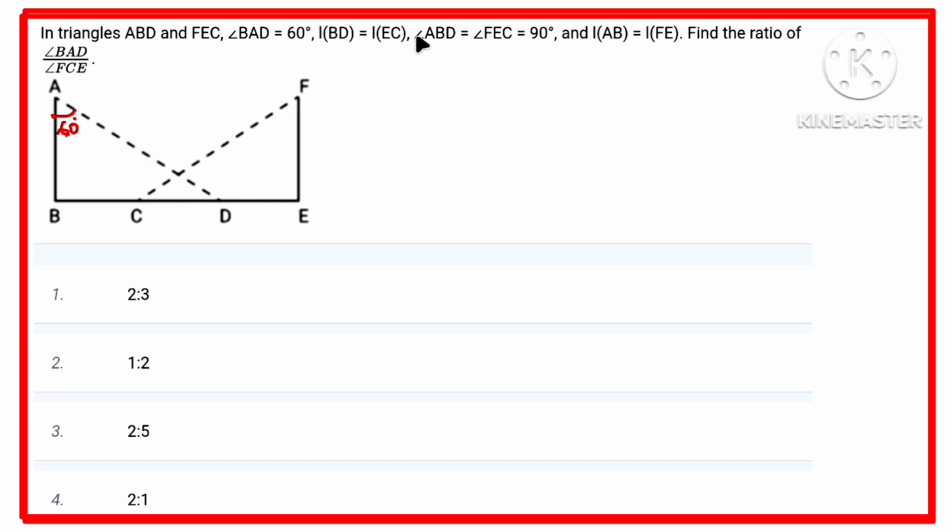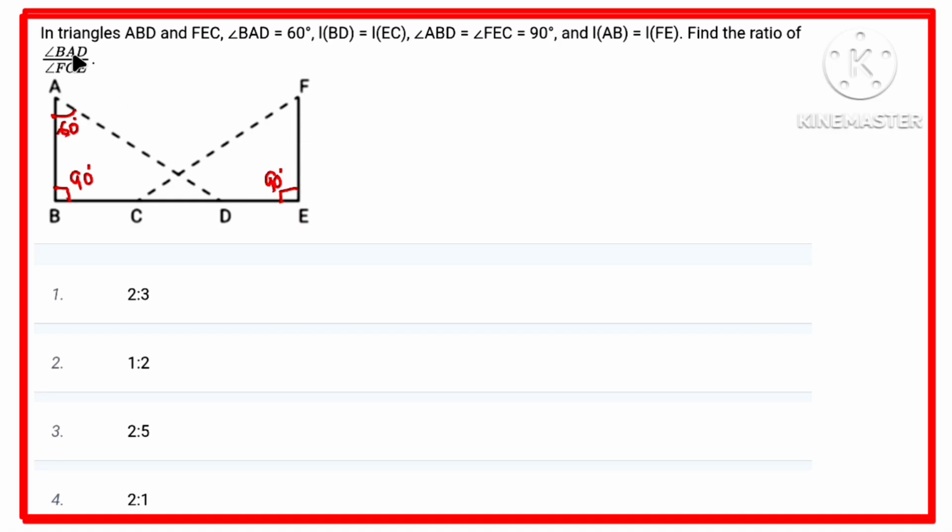And here angle ABD, that is ABD means this one, and FEC means this one, is equal to 90 degree. That means this angle is 90 degree. And this particular angle is also given to be 90 degree. And AB, this particular line, and FE, this line, are equal.